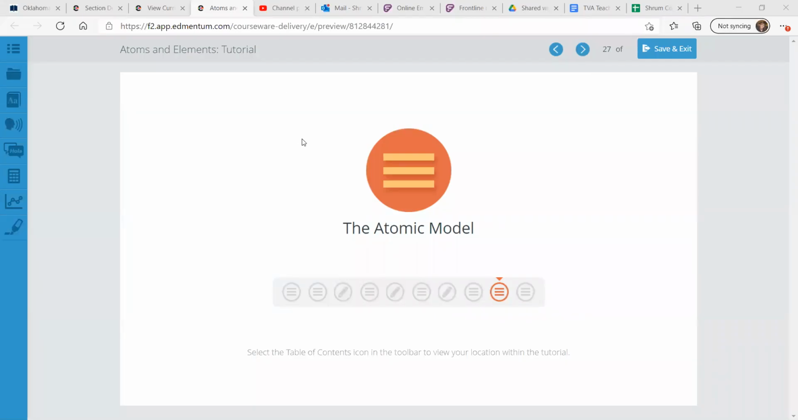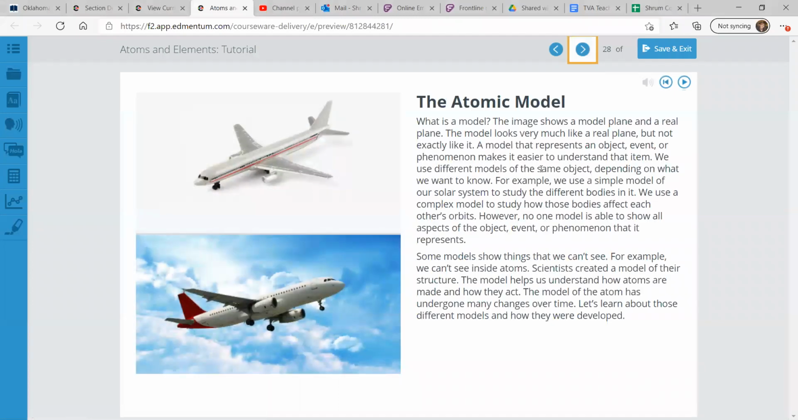Hey, it's Mr. Shrum, and we're going to finish up the atoms and elements tutorial. We left off right at the atomic model, which is the last section of this tutorial. But we're going to talk about what is a model.